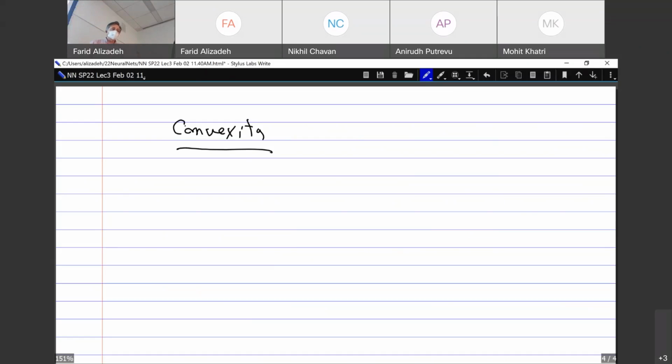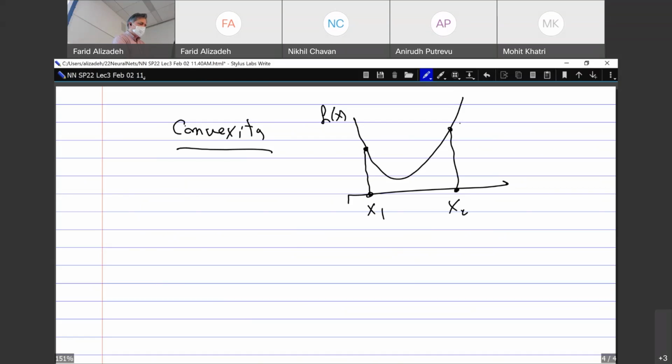If you want a technical definition of what convexity is, I'm going to give it for a one-variable function, but it's exactly the same for all variables. So basically, if I have any 2 points, and this is f of x, I choose any 2 arbitrary points. This is f of x1, and the height of this is f of x2. Okay? And take an arbitrary point in between them.